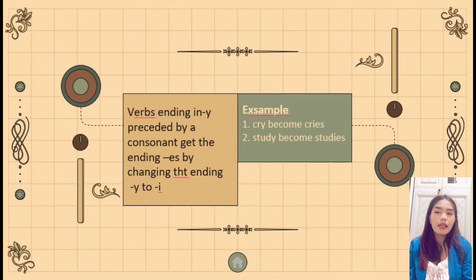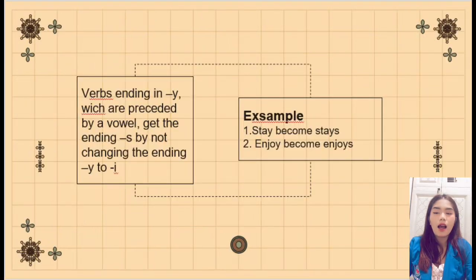Verbs ending in y preceded by a consonant get the ending es by changing the ending y to i. Example: cry becomes cries, study becomes studies. Verbs ending in y which are preceded by a vowel get the ending s without changing the ending y to i. Example: stay becomes stays, enjoy becomes enjoys.